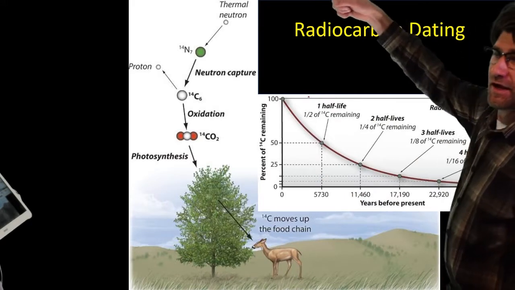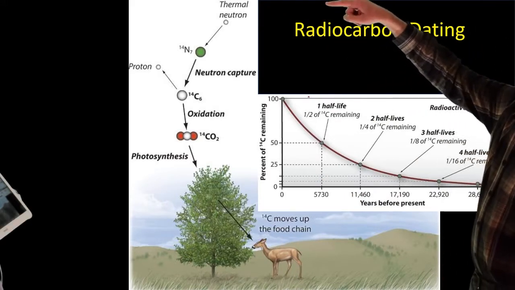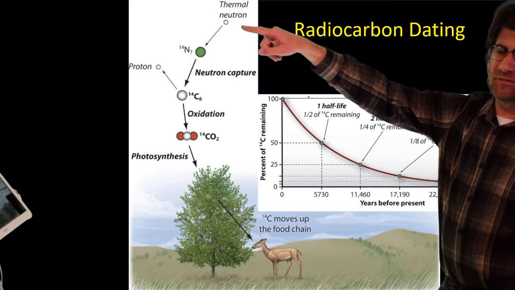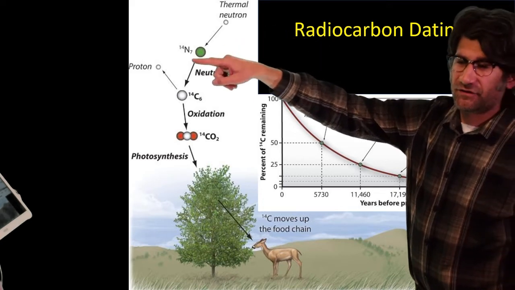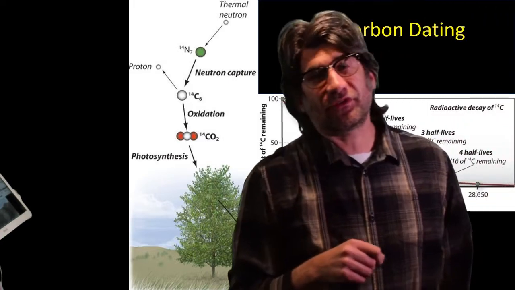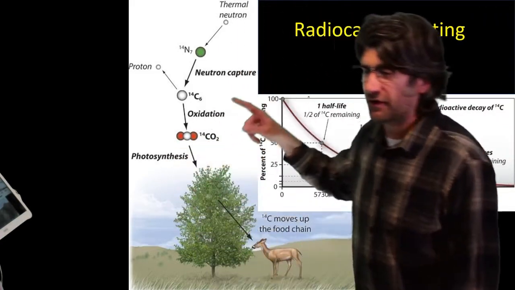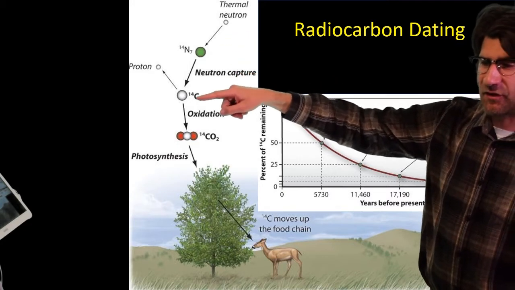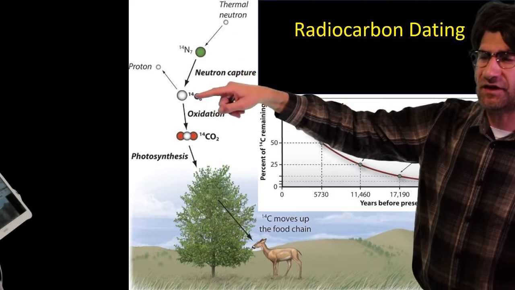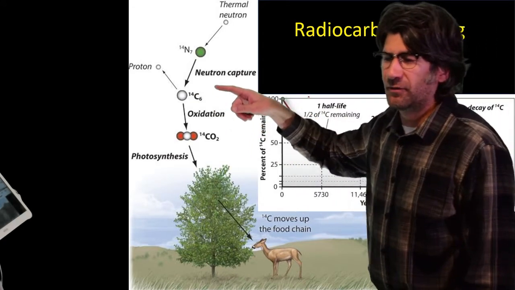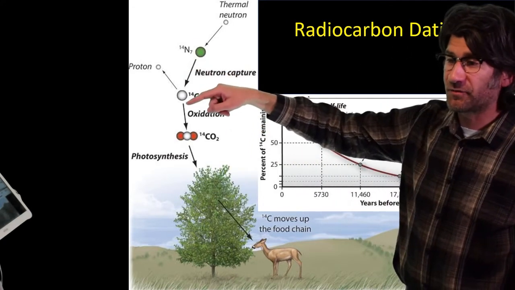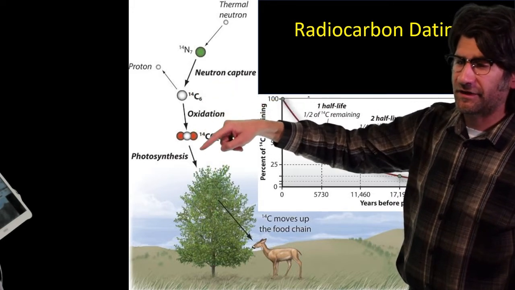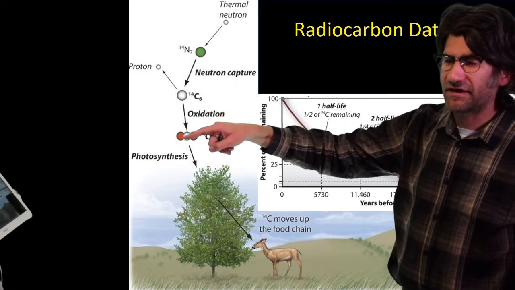Well, it starts way up in the upper atmosphere, right up here, okay? And what happens is we have some cosmic radiation that comes in from deep space, and it runs into a nitrogen atom in the atmosphere. Plenty of nitrogen up in the atmosphere. That causes a radioactive decay and the production of carbon-14, an unstable radioactive isotope of carbon. That carbon is then oxidized and creates carbon dioxide in the atmosphere.